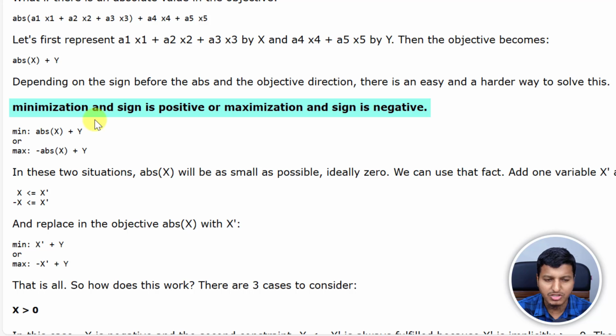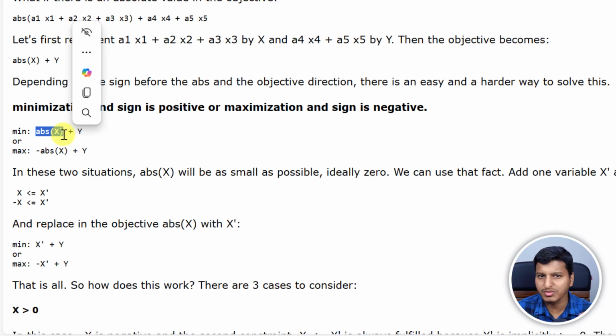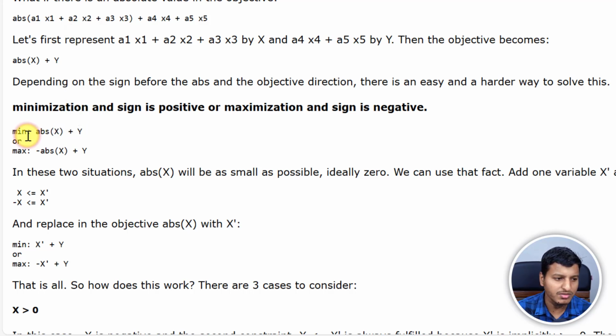So if it's minimization and sign is positive, then we need to consider what is the way to minimize this, right? Absolute of x is always going to be a positive number, right? And if we have a positive sign in front of this absolute function, that means it's going to add into that objective function, and our objective is that we need to minimize that. So what can we do to minimize this? The minimum value for an absolute function is 0, right? So that's what we can get if we want a minimized value.